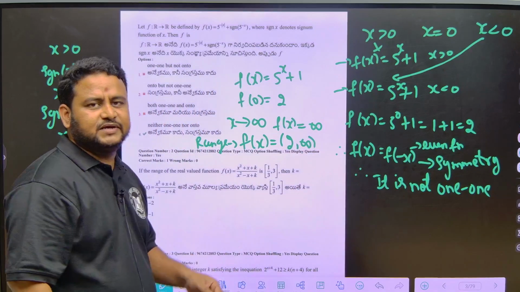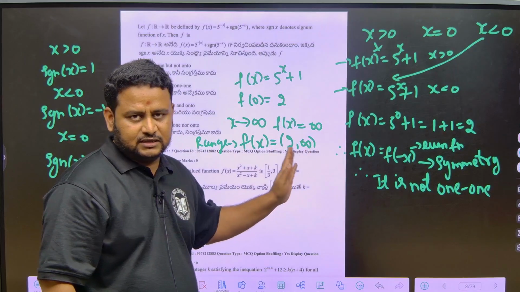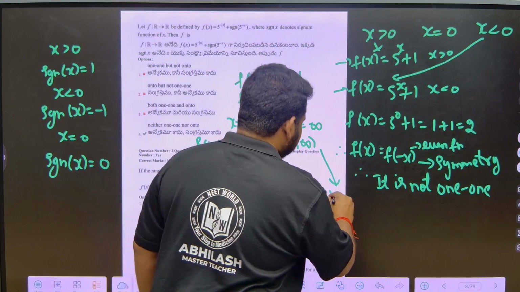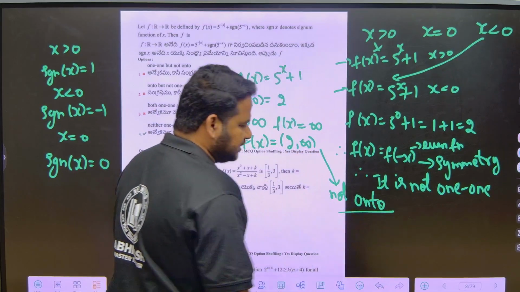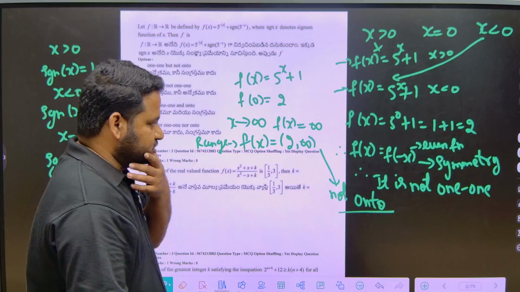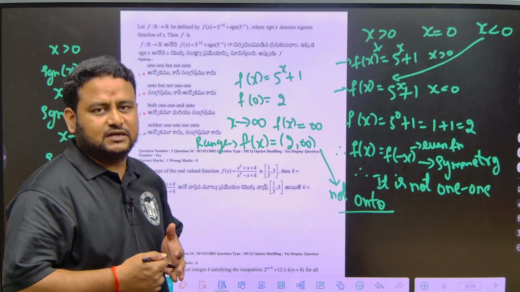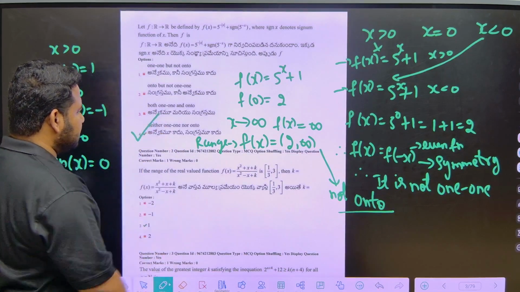But the codomain is covering entire R, while here the range is only 2 to infinity. It is not from minus infinity to plus infinity. Therefore, this is not an onto function. Got it, friends? So from this and this one, we can infer that this is neither one-one nor onto. That is, option 4 is the correct option.